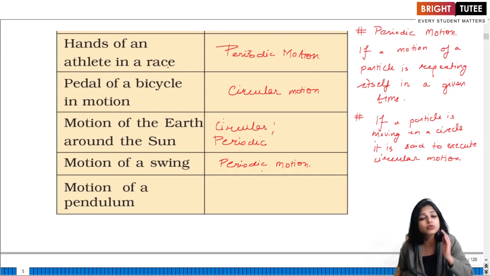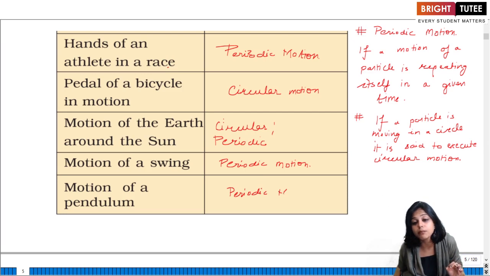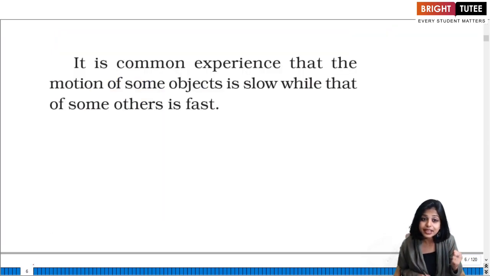Motion of a pendulum is very similar to the swing. Actually, I should say vice versa: a swing is very similar to the pendulum. So the motion of the pendulum is also periodic motion. So here we have figured out all the three types of motion which you have already done in class 6. Let's see what we see in our day-to-day life.